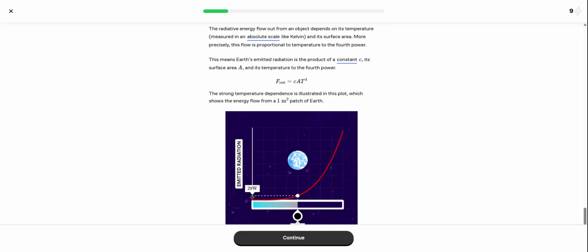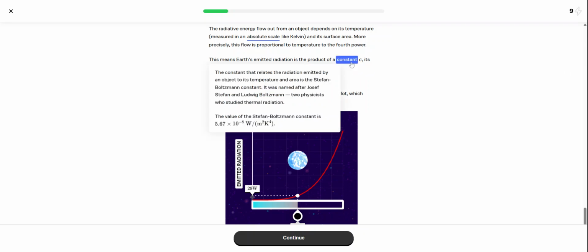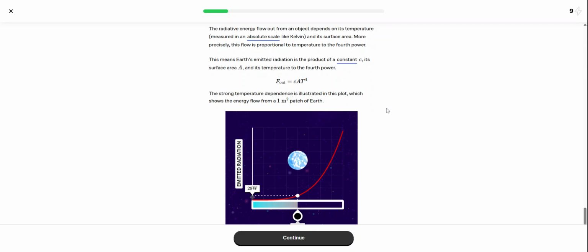The strong temperature dependence is illustrated in this plot, which shows the energy flow from a 1 meter square patch of Earth. Wait, the constant. Actually, this constant is the Stefan-Boltzmann constant, named after Joseph Stefan and Ludwig Boltzmann, two physicists who studied thermal radiation. The Stefan-Boltzmann constant is approximately 5.67 times 10 to the power minus 8 watts per meter squared per Kelvin to the fourth power. Just a basic definition overview.